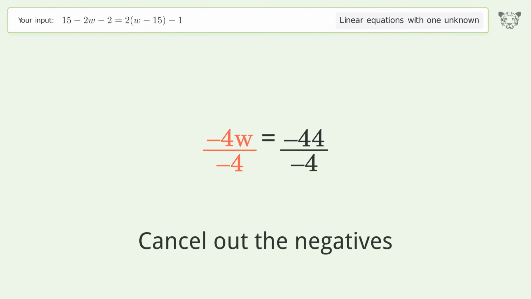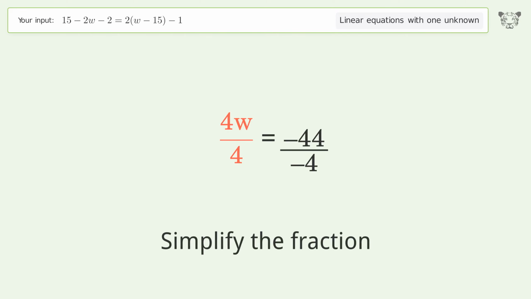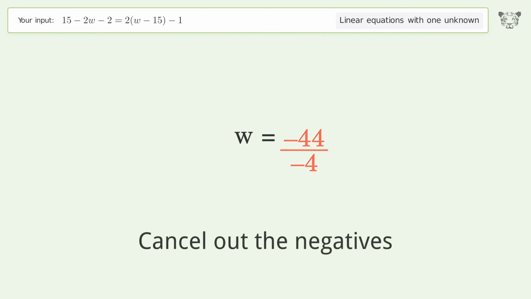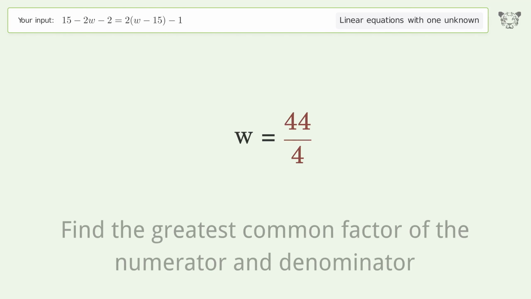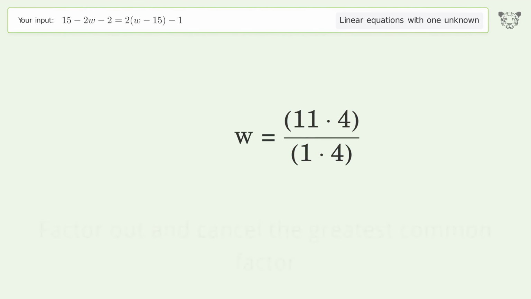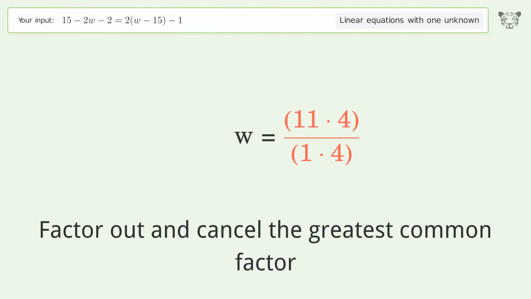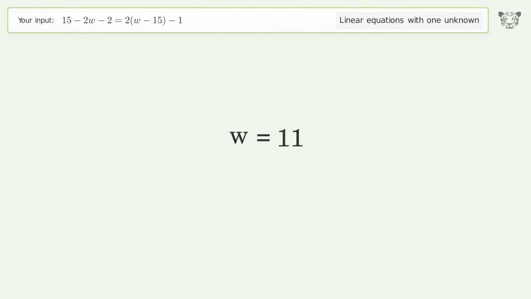Cancel out the negatives. Simplify the fraction. Cancel out the negatives. Find the greatest common factor of the numerator and denominator. Factor out and cancel the greatest common factor. And so the final result is w equals 11.